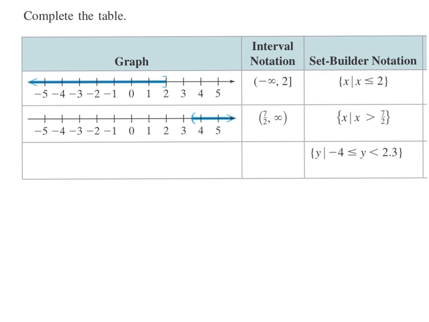And then on this last one, I have an or equal to and a not or equal to. So I'm going to have a bracket at -4 and a parenthesis at 2.3. Okay, and then I'm going to just put that on a number line. So that's our final result.